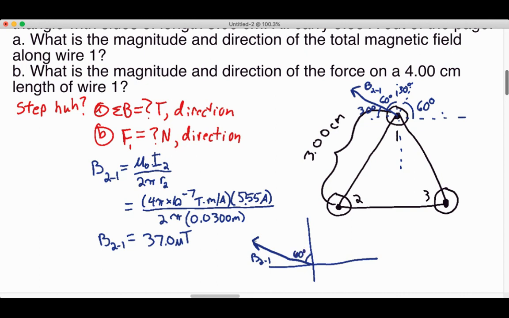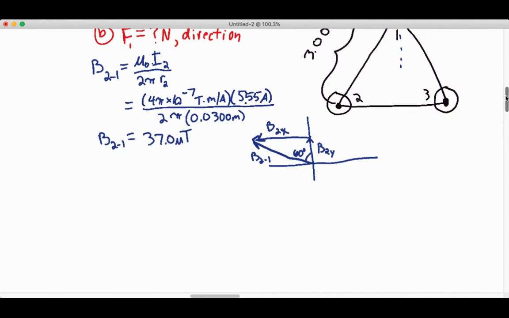So this guy has 2 components. So he's got a component going this way. Call this B2Y, call this one B2X. All right, so we've got to figure out what these components are. So that means we've got to do a little bit of trig. So what's our trig going to look like?